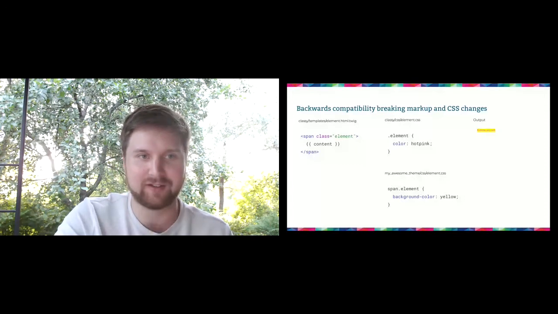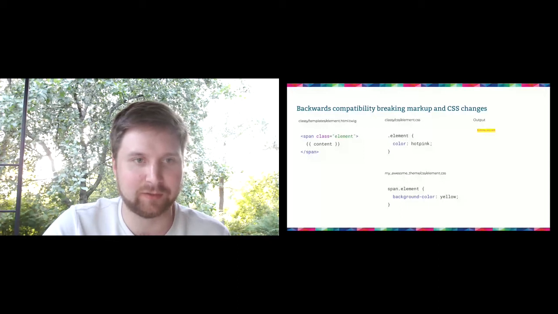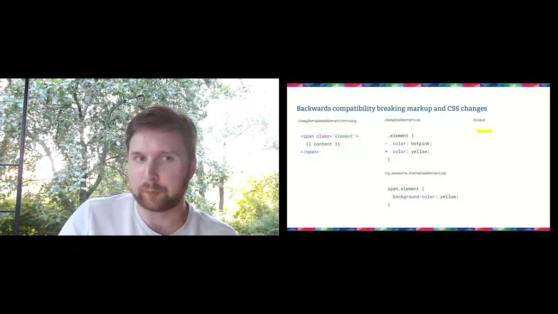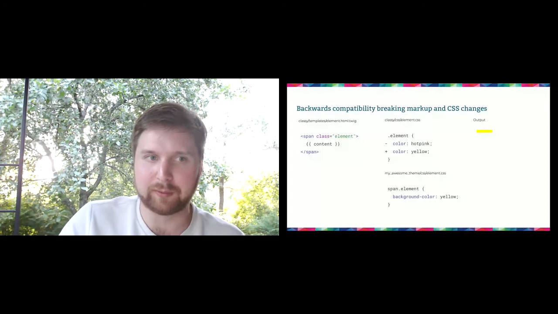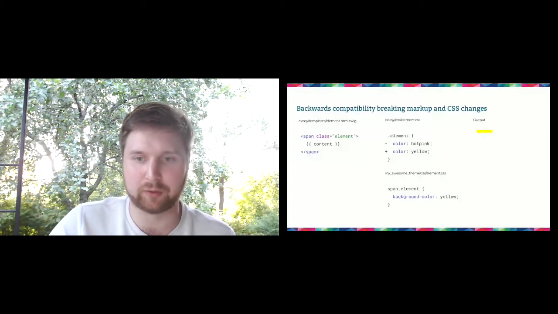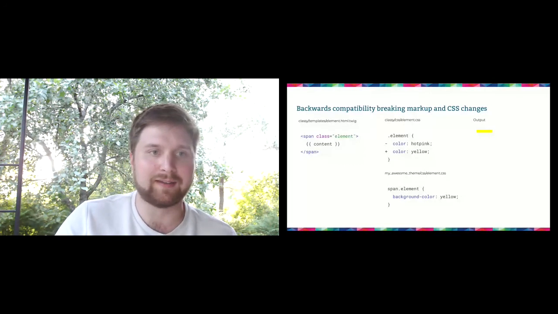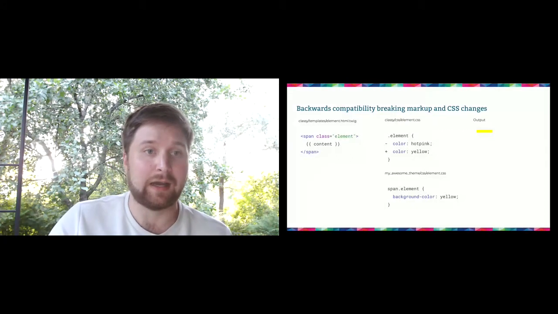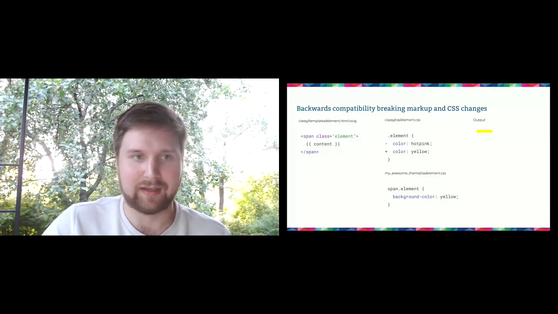I'm going to change the color from hot pink into yellow. And this would work pretty well by itself if the subtheme didn't change the background color into yellow. But because Classy is not aware that the subtheme has changed the background color into yellow, now you can't see the text anymore.